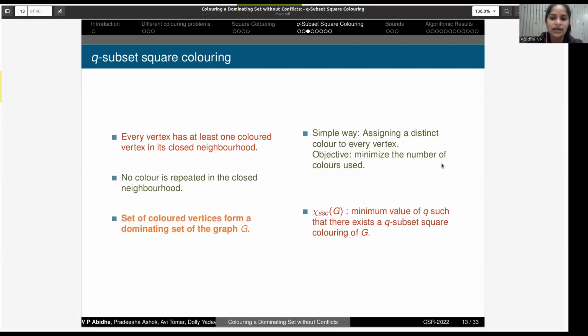Every vertex has at least one colored vertex in its closed neighborhood, and no color is repeated in the closed neighborhood. The main important property of this Q subset square coloring is that the set of colored vertices forms a dominating set of the graph. To color a graph using Q subset square coloring in a simple way, a distinct color can be used for every vertex, so the objective is to minimize the number of colors. This is called the subset square chromatic number.